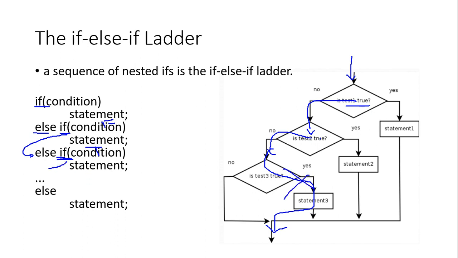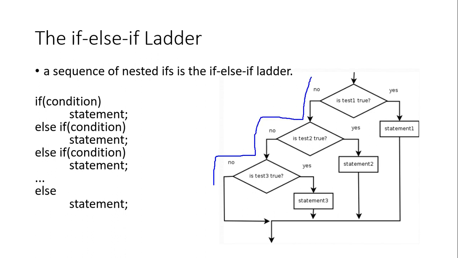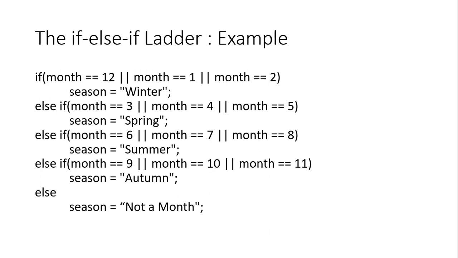In the else, there may be some condition or there may not be any statement, and finally you come out of it. So if you notice here, this is like a step, or in other words, it's a ladder. So that's why we call it an if else ladder. When you write the code, it's going to look like a ladder. So let's look at that in action.